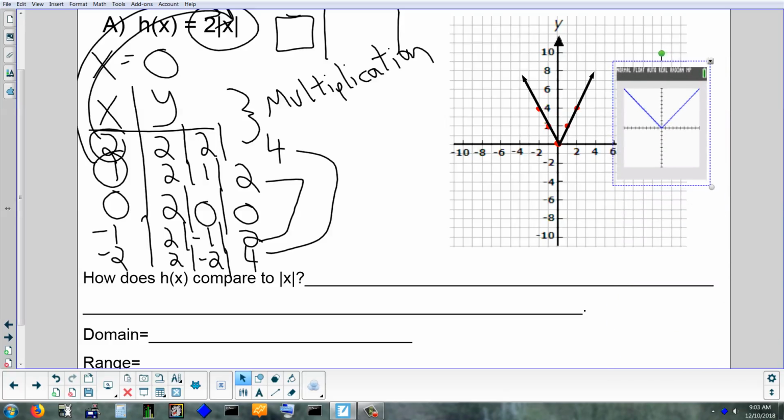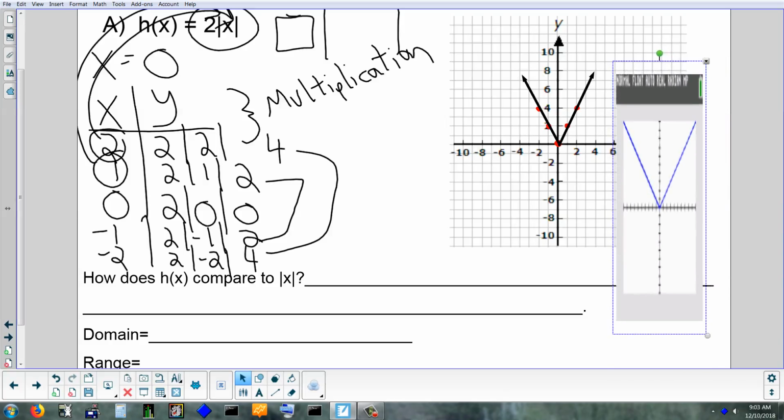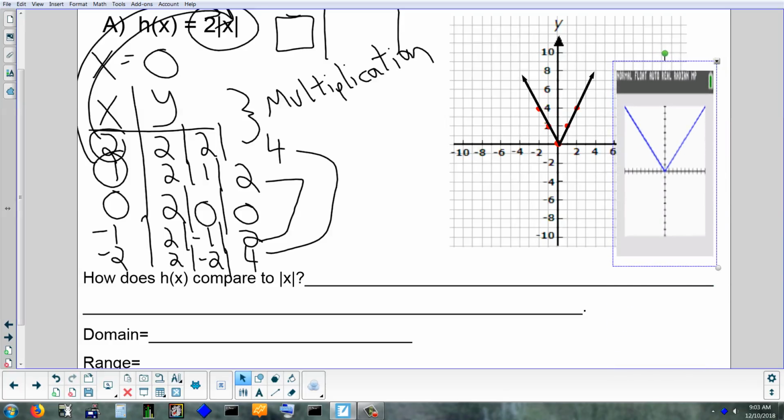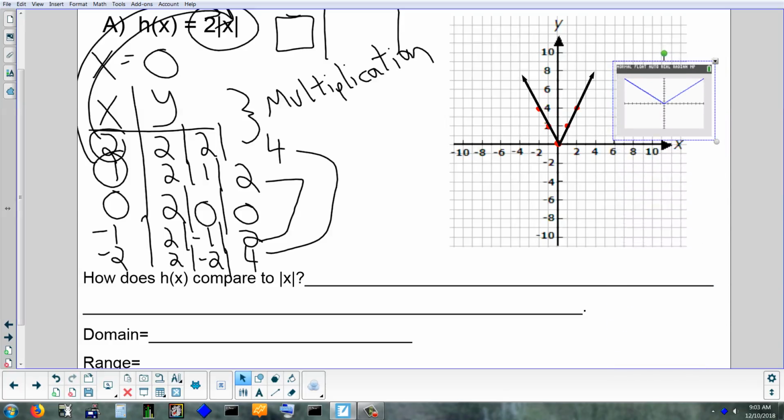Look at what Mr. Hager's doing. He's going up and down. And what's happening to the graph? Oh, he's stretching it. Good. So what am I going to write for my comparison? Vertical stretch.